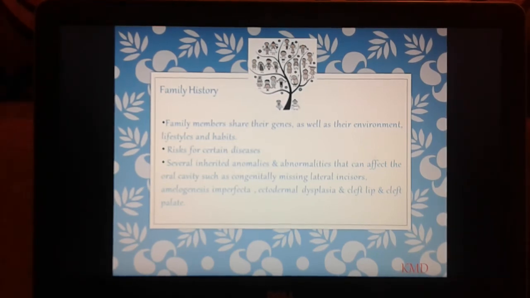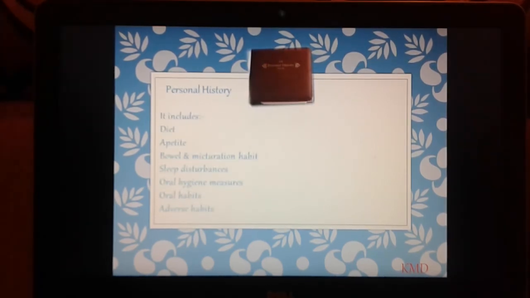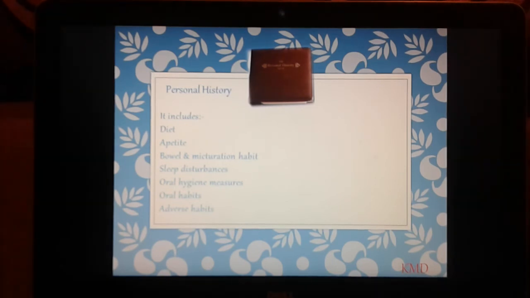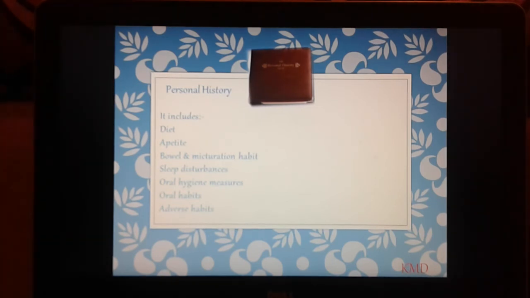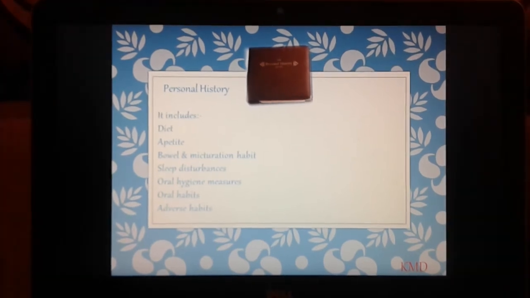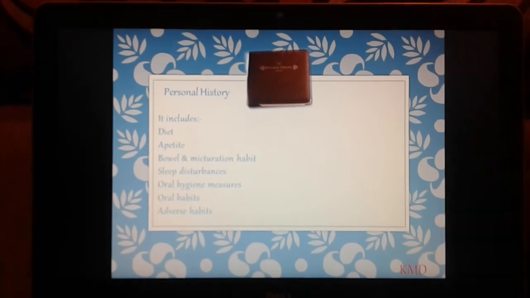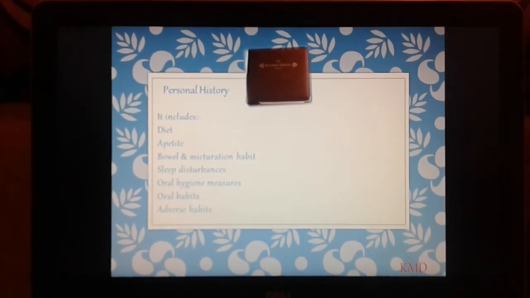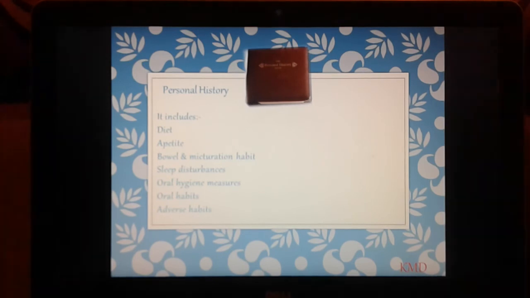The next aspect of the history is recording of personal history. This includes the diet, the appetite, the bowel and micturition habits, and if there are any sleep disturbances, and the oral habits, and any adverse habits. Just a note on the habits, the oral hygiene method: poor oral hygiene and improper brushing techniques may lead to dental caries and periodontal diseases.